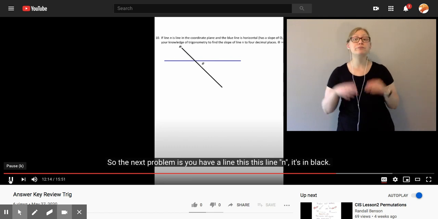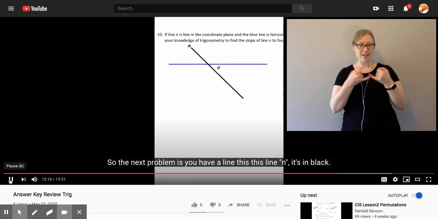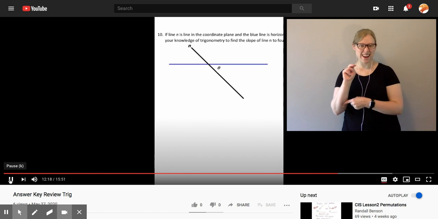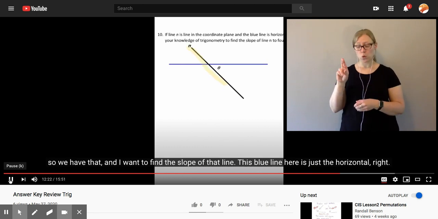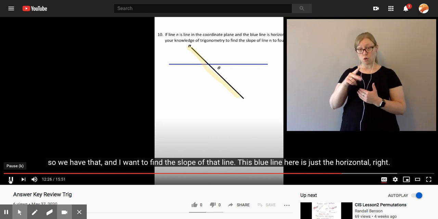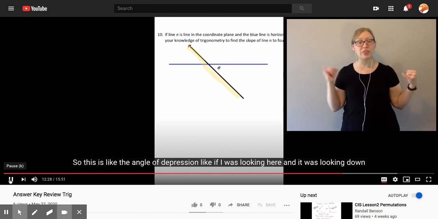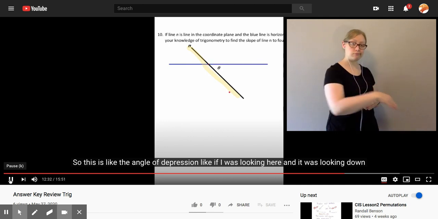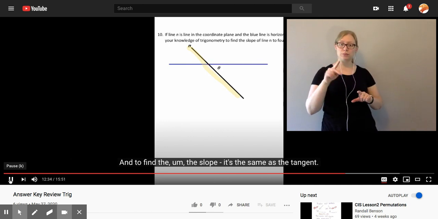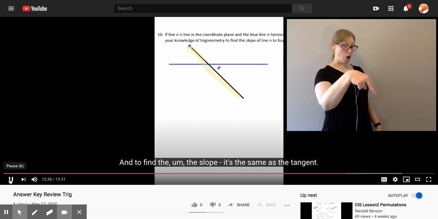So the next problem is you have a line, this line N, it's in black, and it is in the coordinate plane. And I want to find the slope of that line. This blue line here is just the horizontal, right? So this is like the angle of depression, like if I was looking here and I was looking down. And to find the slope, it's the same as the tangent.